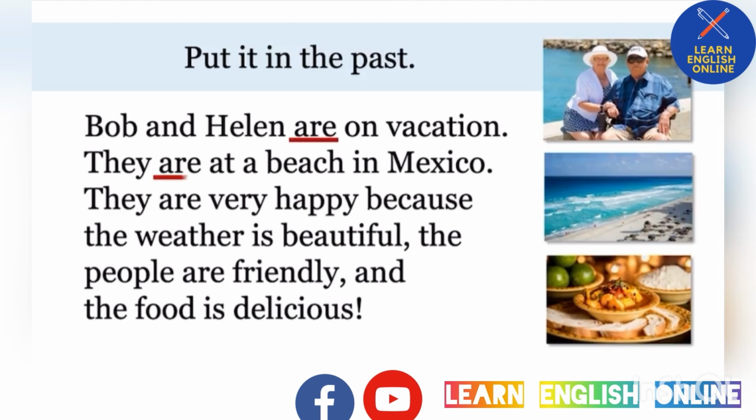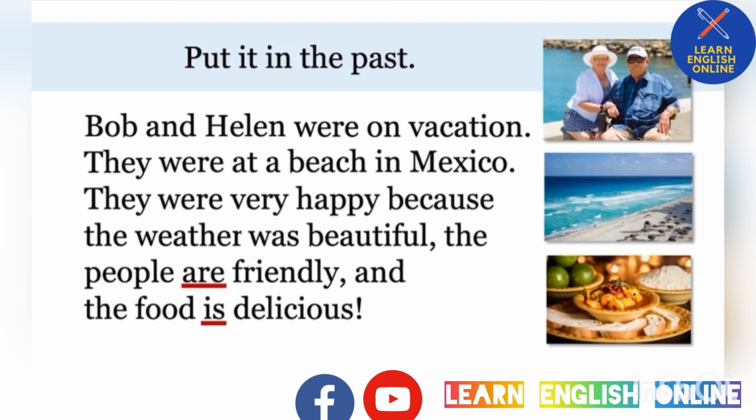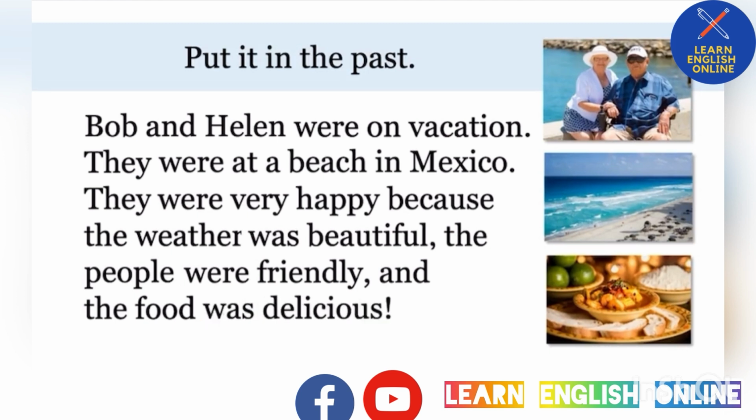Are, is, are, and is. Okay, are you ready to see the answers? Bob and Helen were on vacation. They were at a beach in Mexico. They were very happy because the weather was beautiful, the people were friendly, and the food was delicious.